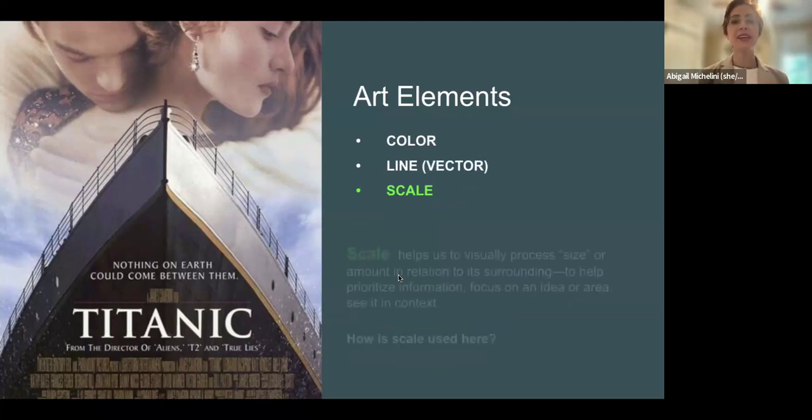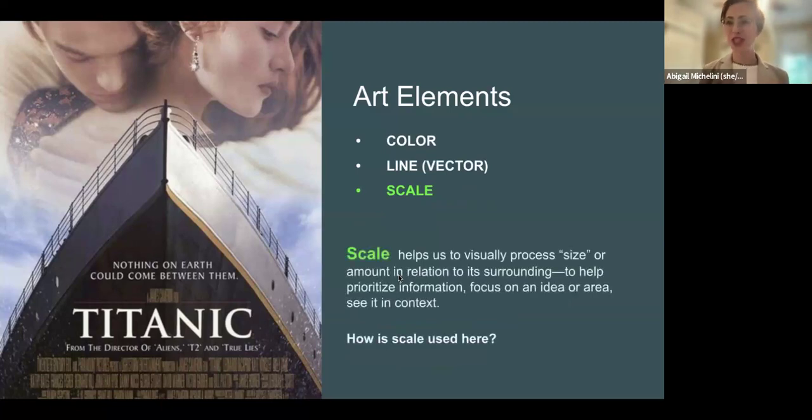All right, and then scale here. Obviously, the ship is huge, right? We have this huge ship, and they are also very enlarged, right? It shows us what the most important things are here, the ship and their relationship. This is very clearly a love story. We can see the embrace here, right? We can see that these are the two main things that are important, okay? And the size of the text tells us this is the title here, right? That kind of thing. So those are some of the ways in which color, line, and scale are used here.